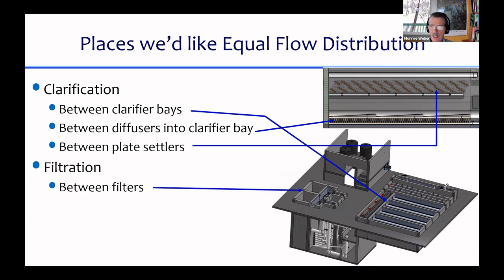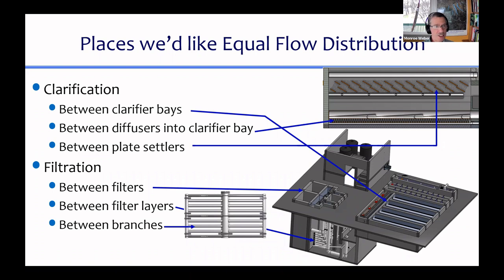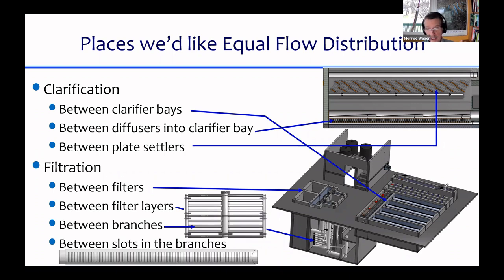And if we go to the filter, in this case, we had 2 filters, so we like the flow to divide equally between those 2 filters. There are filter layers. We like it to divide equally between those filter layers. There are branches in the filter layers. We want the flow to divide equally between the branches. And finally, we want it to divide equally between the slots in the branches. So do you see how fine this got? There's so many places where we're assuming that the water is going to just uniformly divide between these multiple paths and everything will be fine.